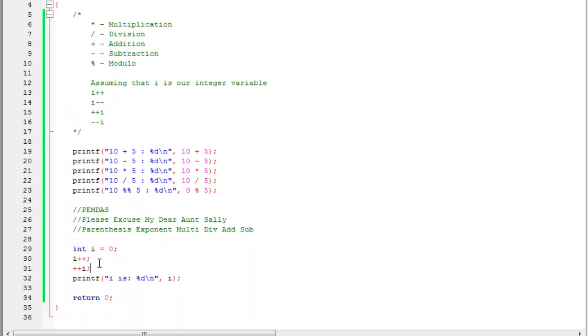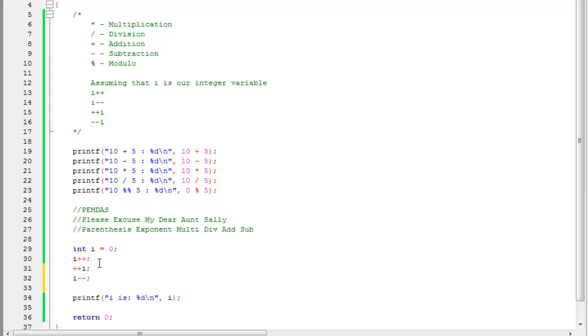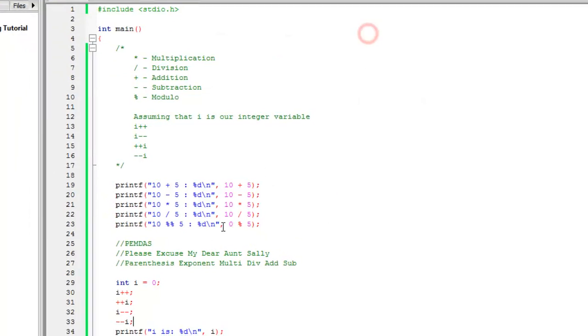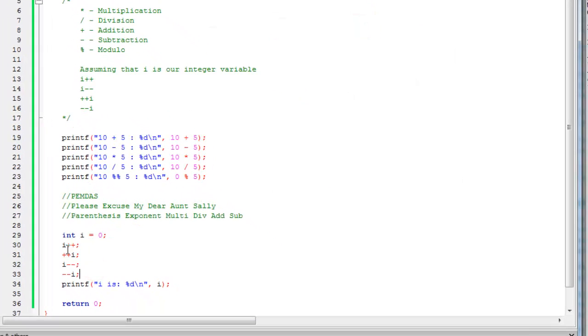Makes sense? And i minus minus does the exact opposite. It subtracts 1, and minus minus i does the exact same thing. So at this point, i would be equal to 0. Most of the time you'll see this by itself. You won't see something like 10 plus 5 plus i plus plus, but sometimes you do. So I know you guys are thinking, well, if i plus plus and plus plus i do the same exact thing, why do we need them?